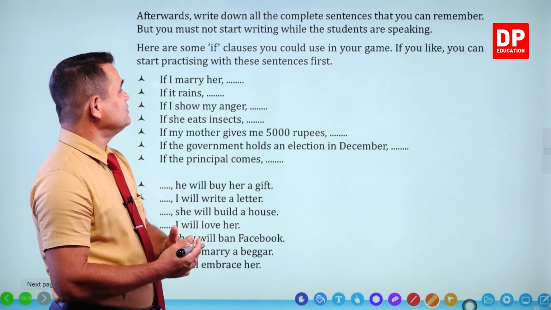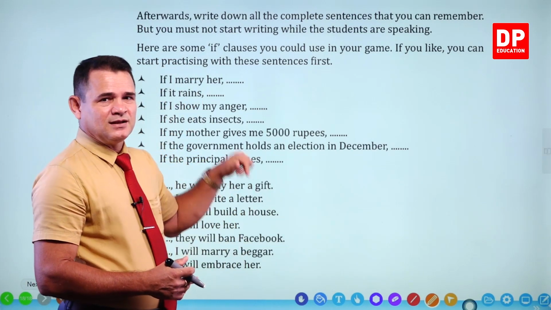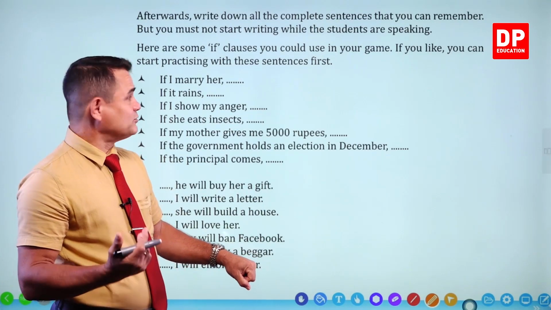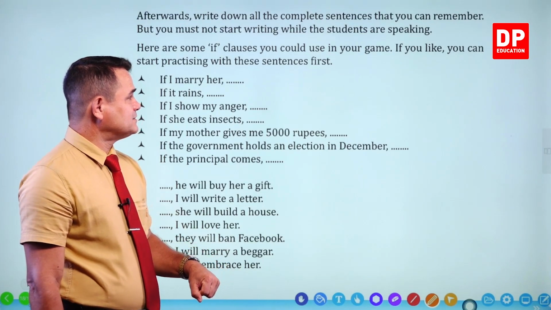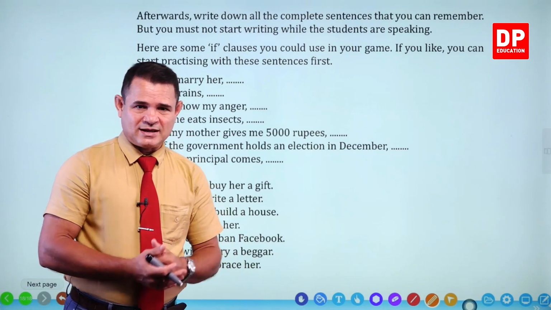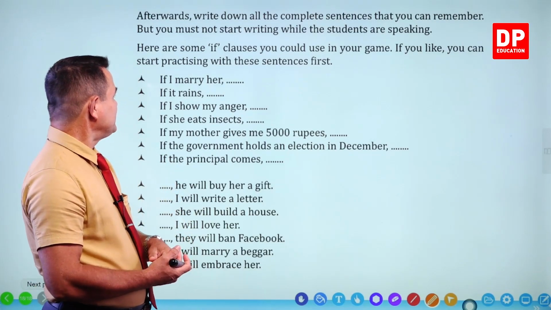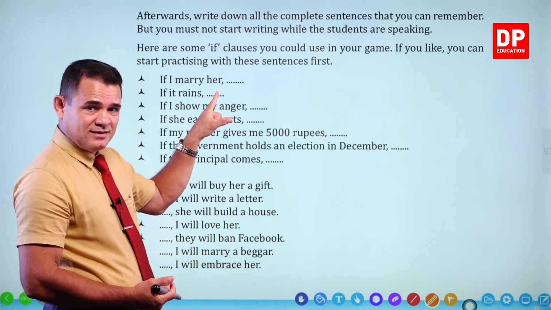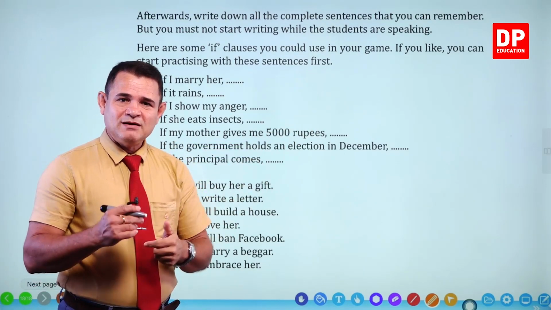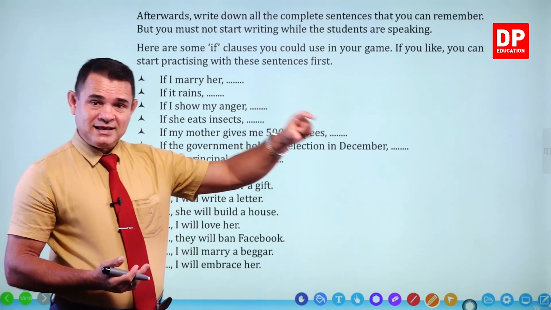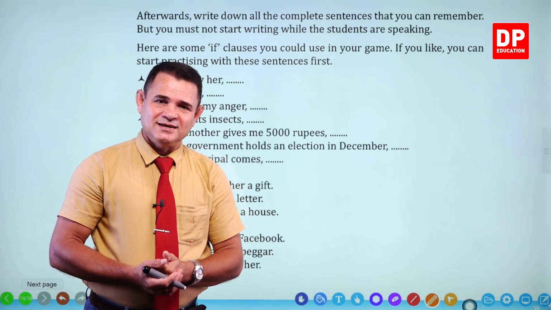Here are some if clauses you could use in your game. Some examples are given to make it easier for you. If you like, you can start practicing with these sentences first. For example, if I marry her, and you will write one thing. Maybe the person on the other team writes something else. When these two match, there will be very funny sentences.